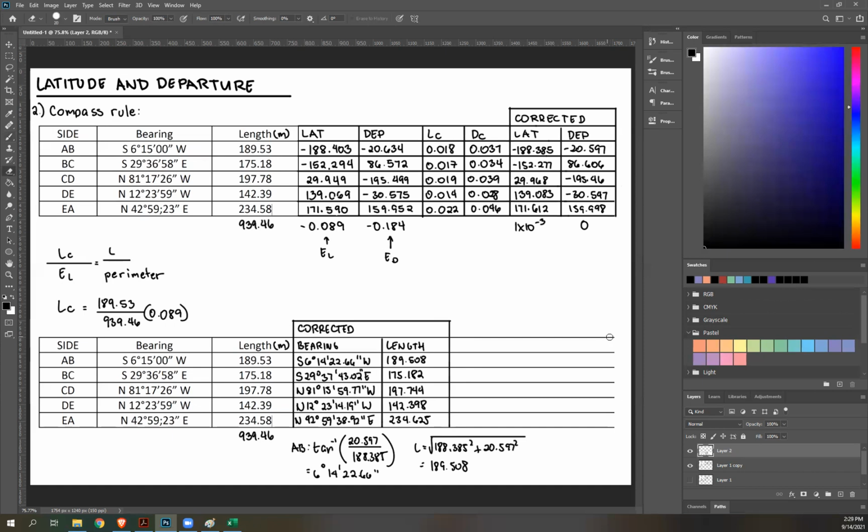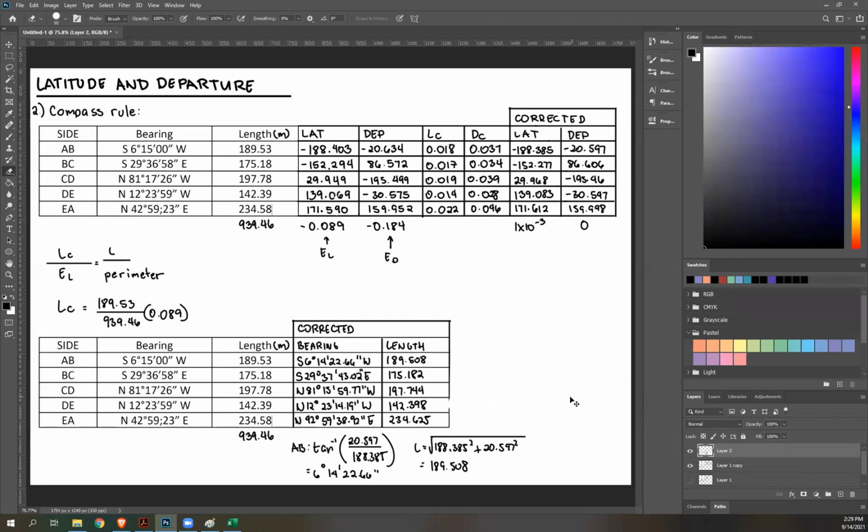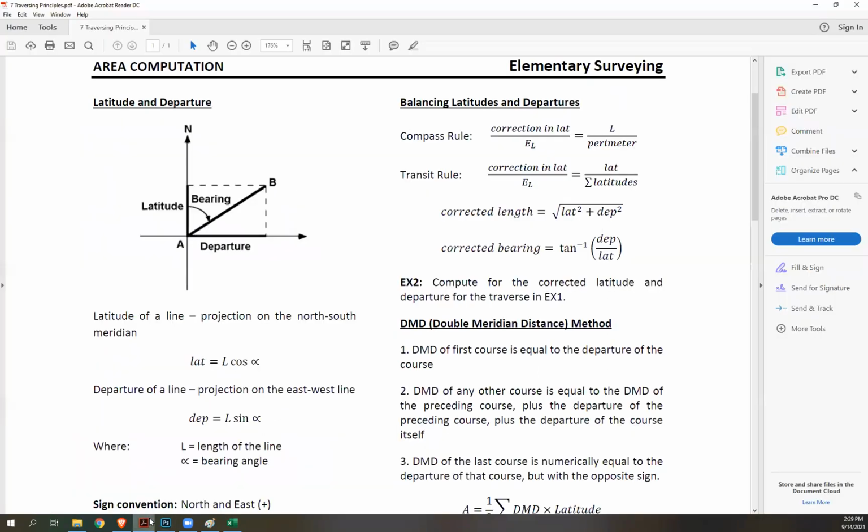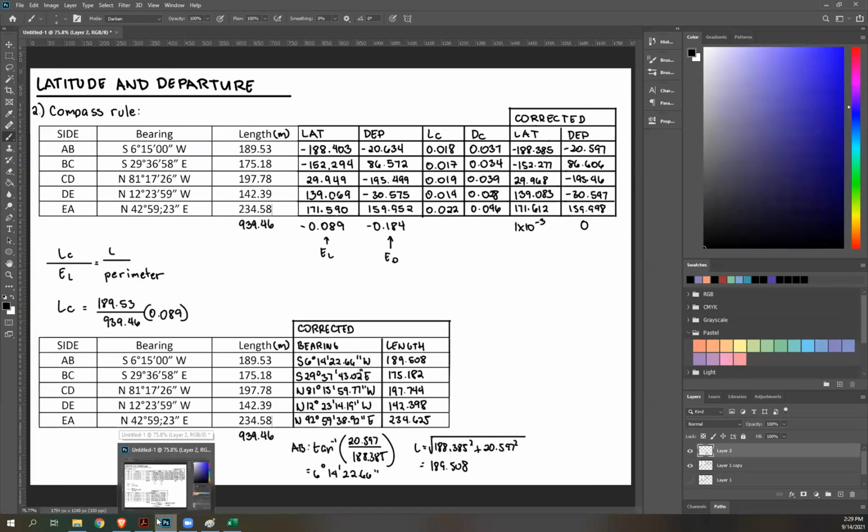These are the values for the corrected bearings and lengths of your given values. The question only asks for corrected latitude and departure, so I also added your corrected bearing and length in case I have that in your exam. So that's number 2. Do you have any questions for number 2? Please answer in the chat.